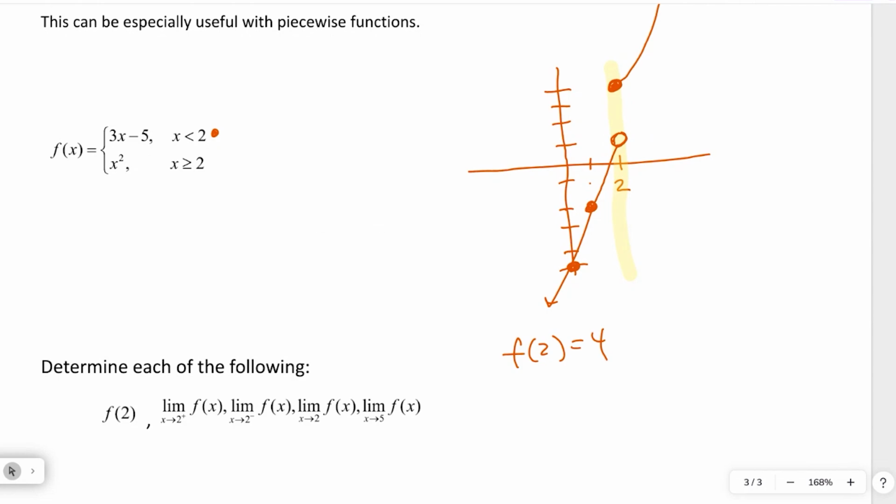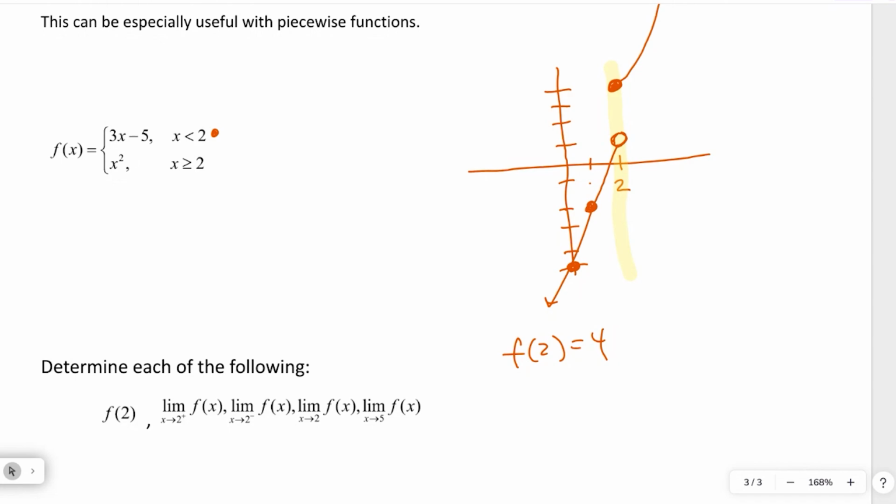By the way, you don't necessarily need the graph. If you can kind of picture it in your head, and even if you can't, if you're just trying to evaluate f of 2, you can just plug it into the equation. 2 is greater than or equal to 2, so this function's value is going to come from this second piece. And you could just do 2 squared.